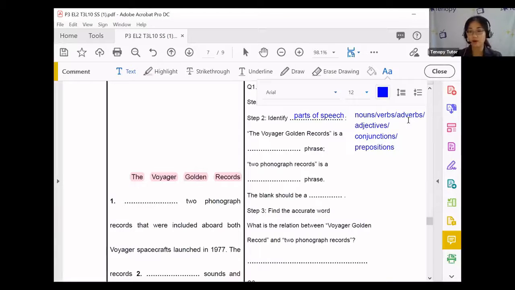Prepositions. These are all parts of speech. It's the different types of words.